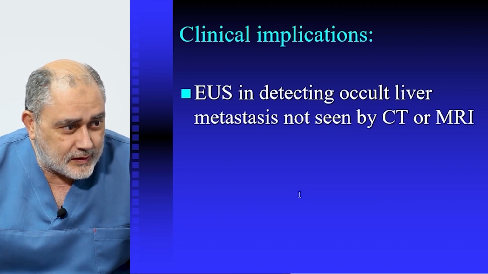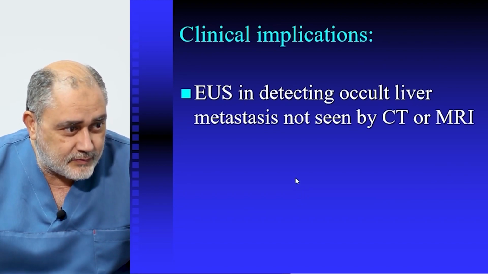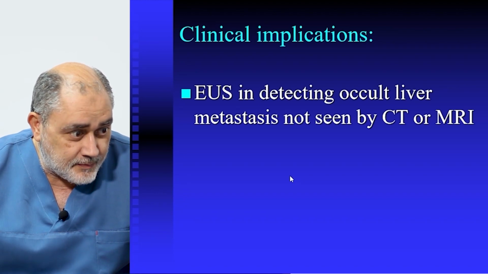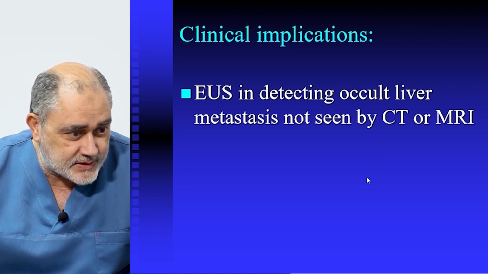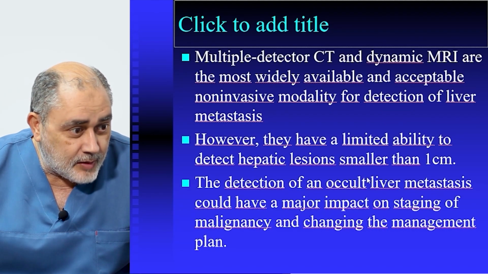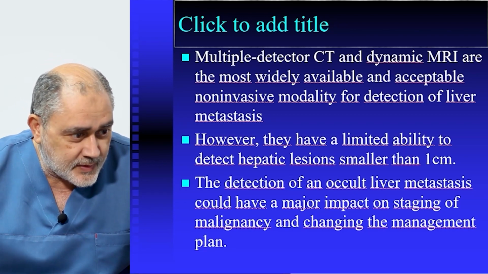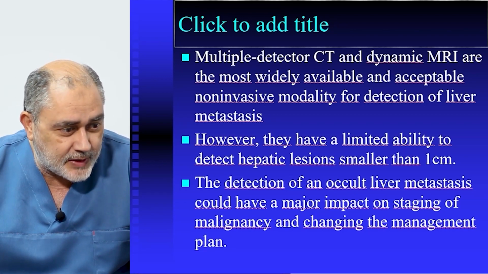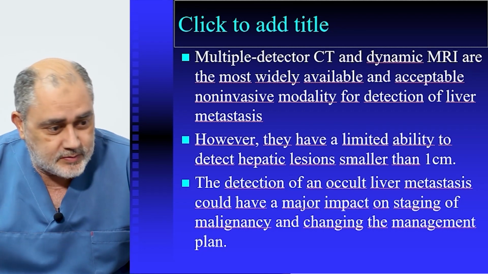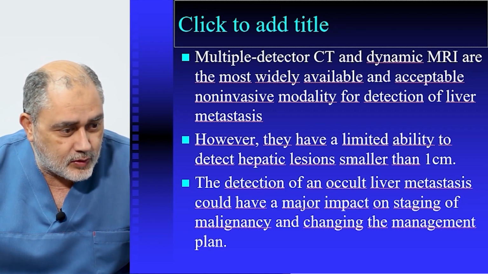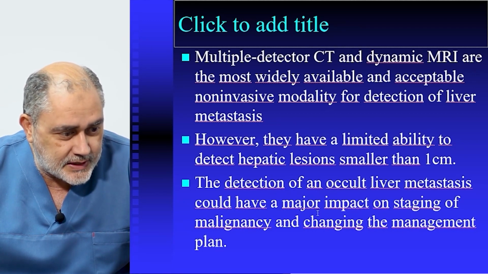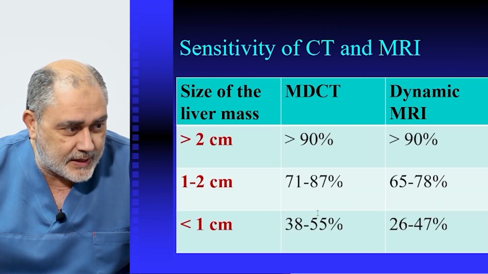Let us talk in some detail about the very important task of EUS: its role in detecting occult liver metastasis not seen by CT or MRI. Multi-detector CT and dynamic MRI are the most widely available and acceptable non-invasive modalities for detection of liver metastasis. However, they have a limited ability to detect hepatic lesions smaller than 1 centimeter. The detection of an occult liver metastasis could have a major impact on staging of malignancy and changing the management plan.